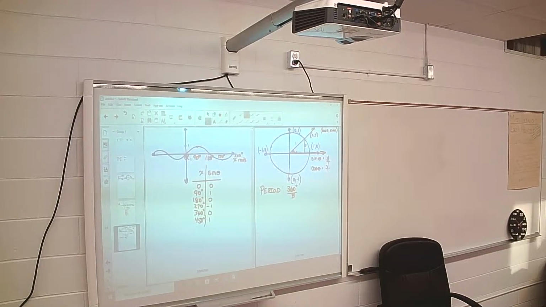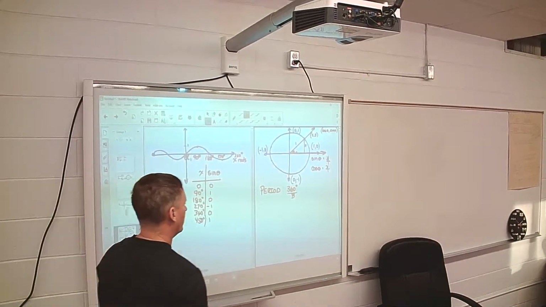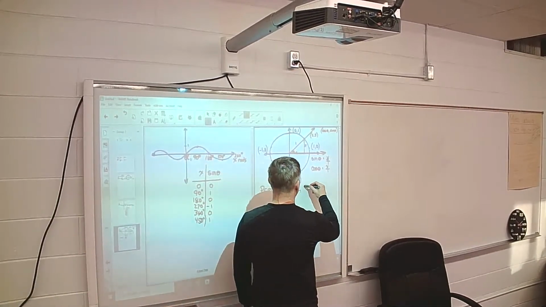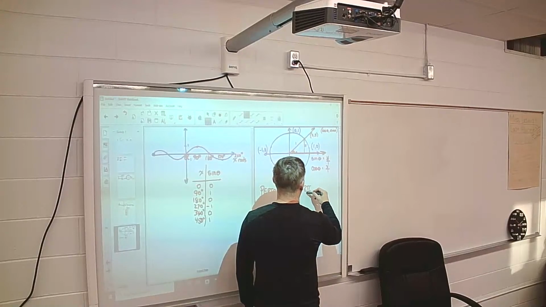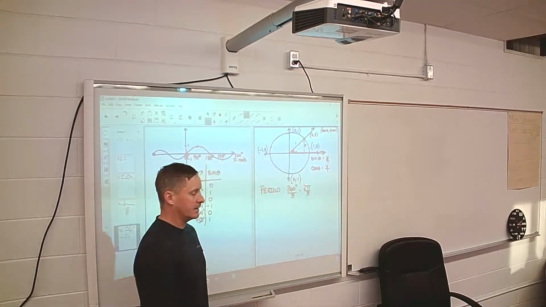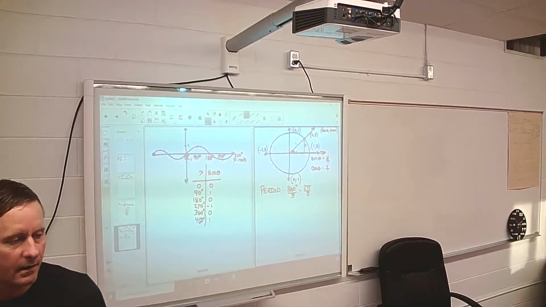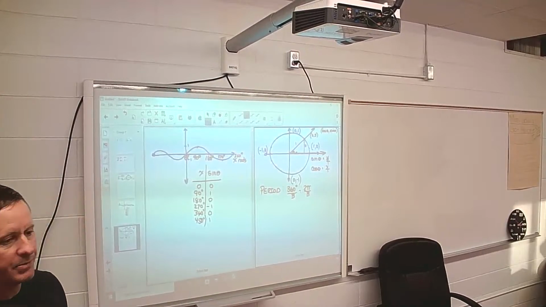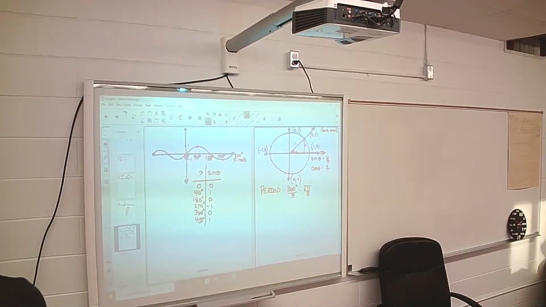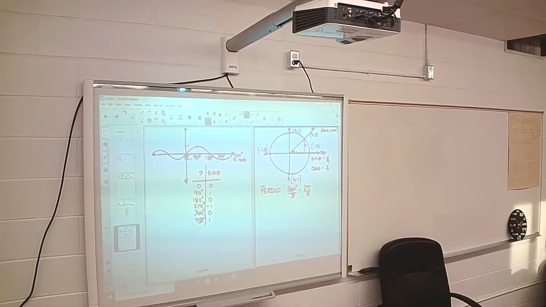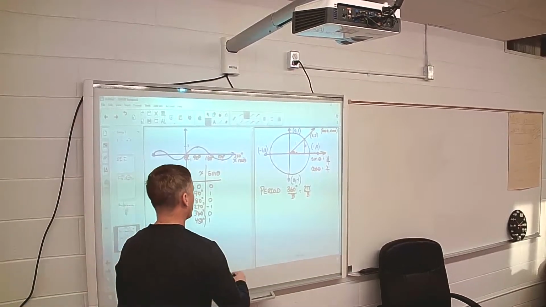How many radians is that? What is it? 2 pi radians. So we can either find the period by taking 360 over b or 2 pi over b. Like I said, I'll explain that in a minute. But the first thing we have to know is the period. The amplitude. Again, another new word for you.